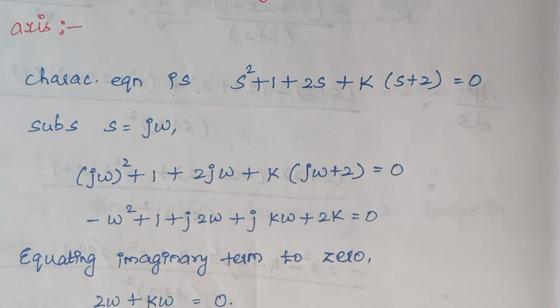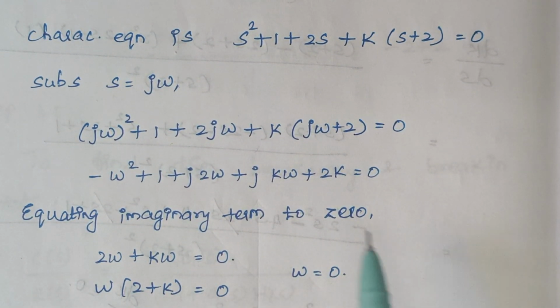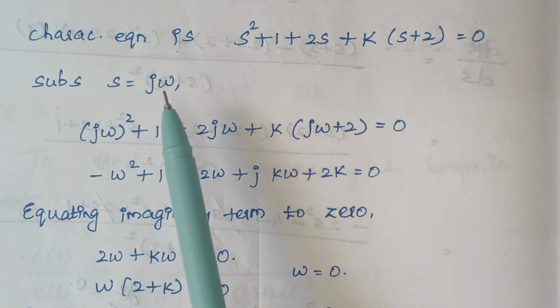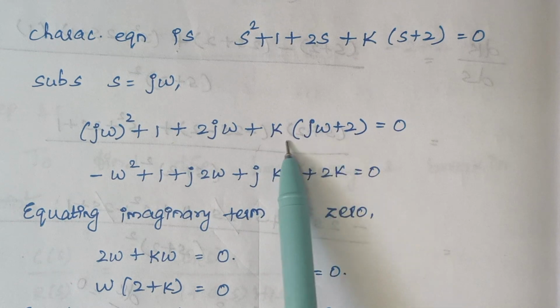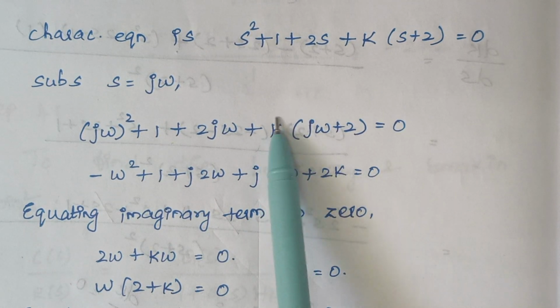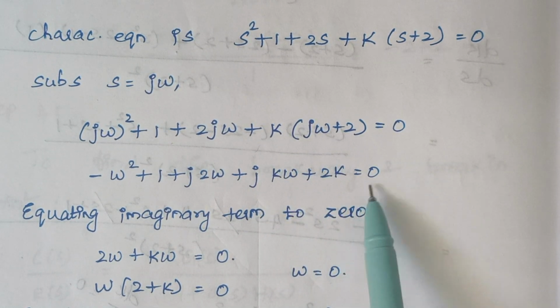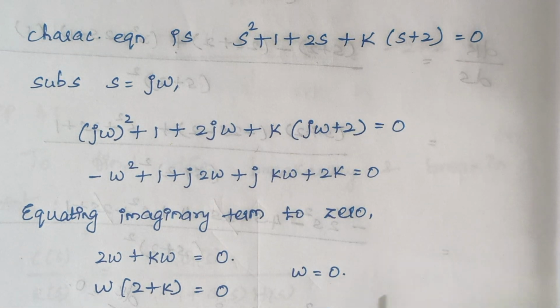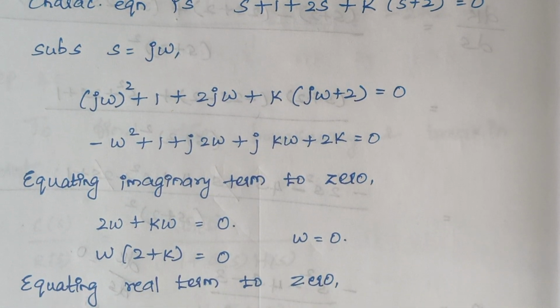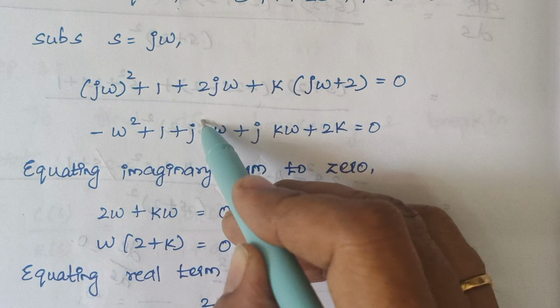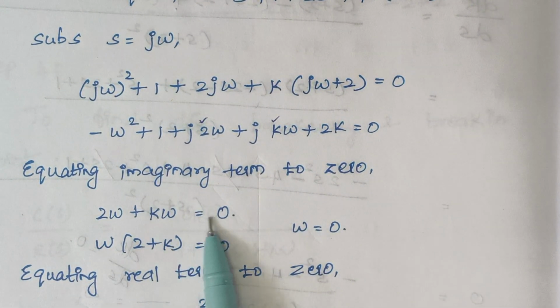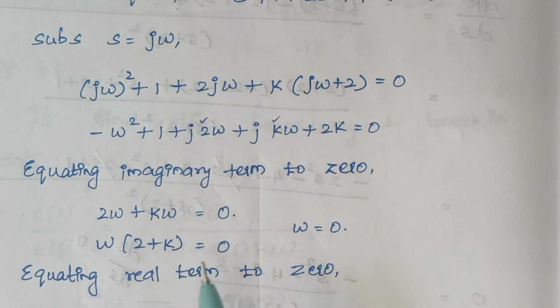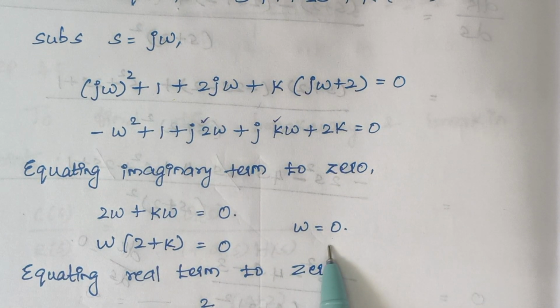is we are going to separate the real and imaginary terms, right? So here j square is minus 1, so this becomes minus omega square, and the remaining term is simple multiplication, right? We are moving this k inside, that's it. And the next step is we are going to equate the imaginary term to 0. So what are all the imaginary terms? This is an imaginary term and this is an imaginary term, right? Now equate this to 0. When you equate this term to 0, finally the value of omega is found to be 0, right?